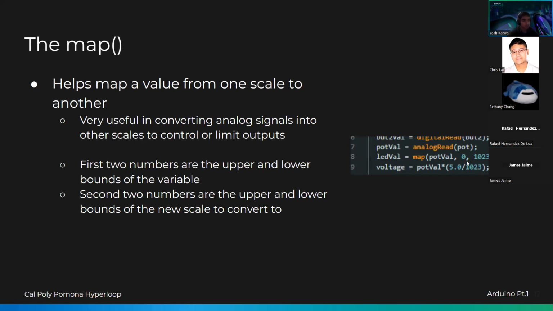So the first numbers are going to be the scale that you're setting it from, and the second numbers are the scale that you're setting it to. And then the first number or first parameter is actually your variable. But it's very useful in a lot of mapping for joysticks. Lots of use that for joysticks mostly, as well as other things.